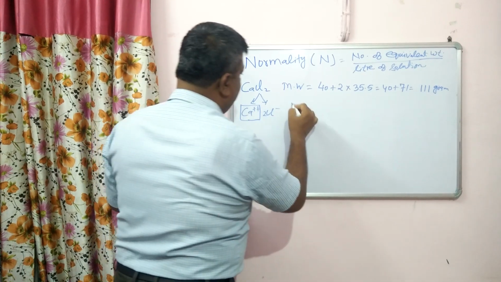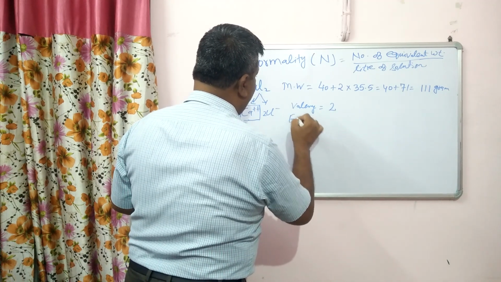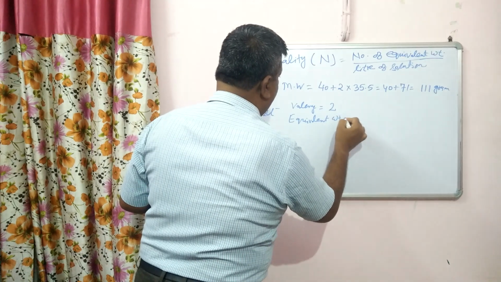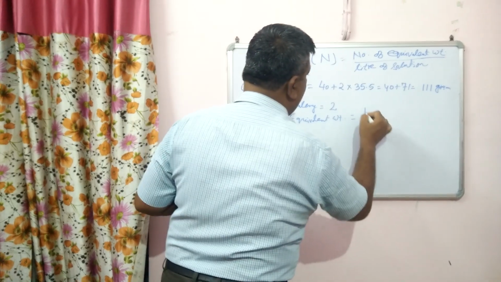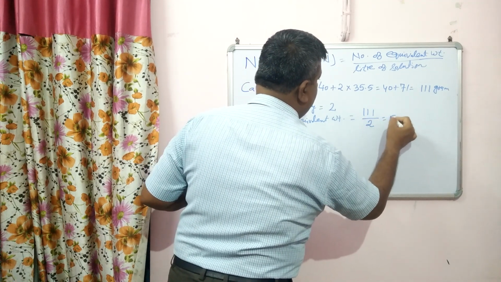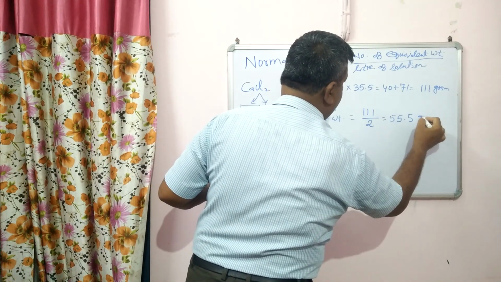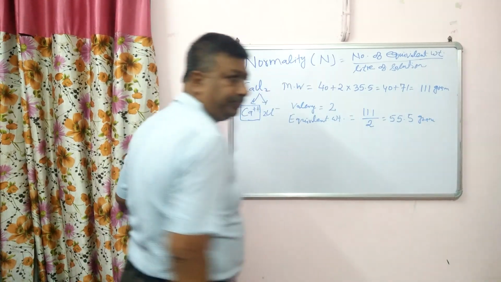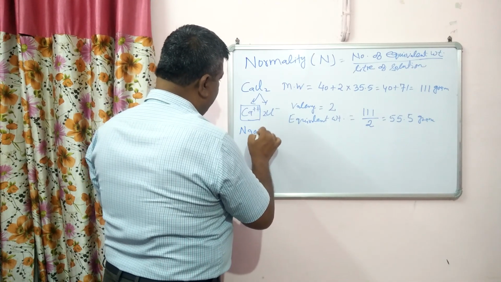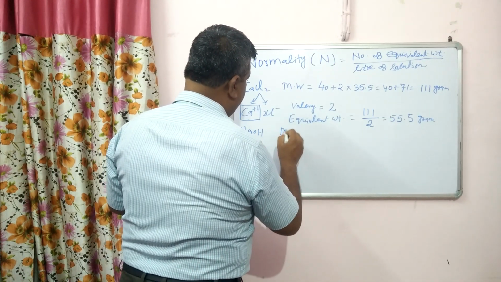So valency is 2. So equivalent weight of this calcium chloride is molecular weight divided by valency, 111 divided by 2, it is 55.5 gram. So this is the equivalent weight. Similarly, we can calculate the equivalent weight of NaOH. For example, NaOH. Molecular weight of this NaOH.